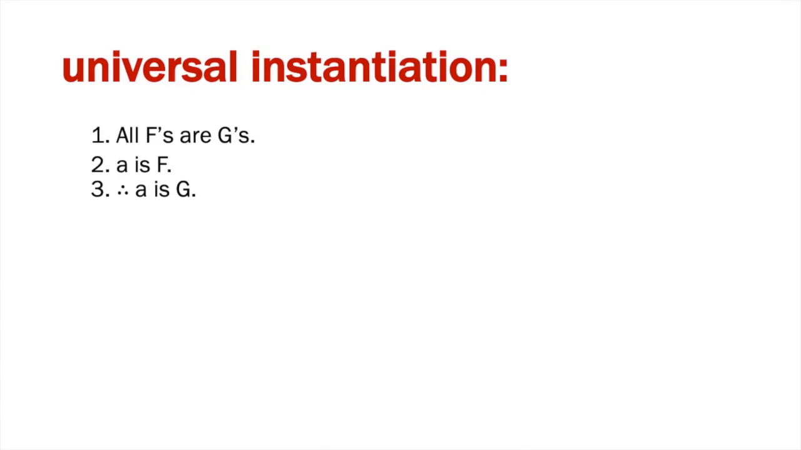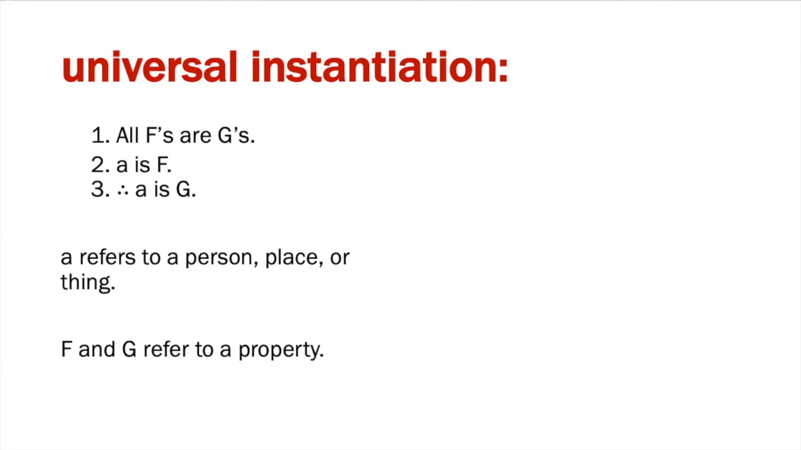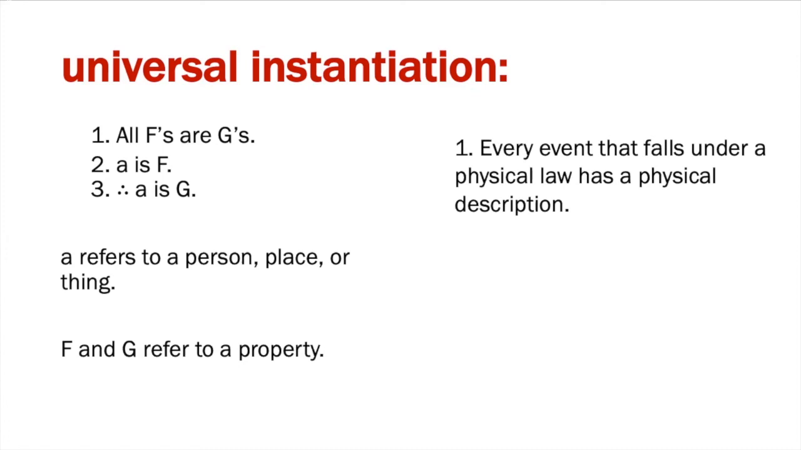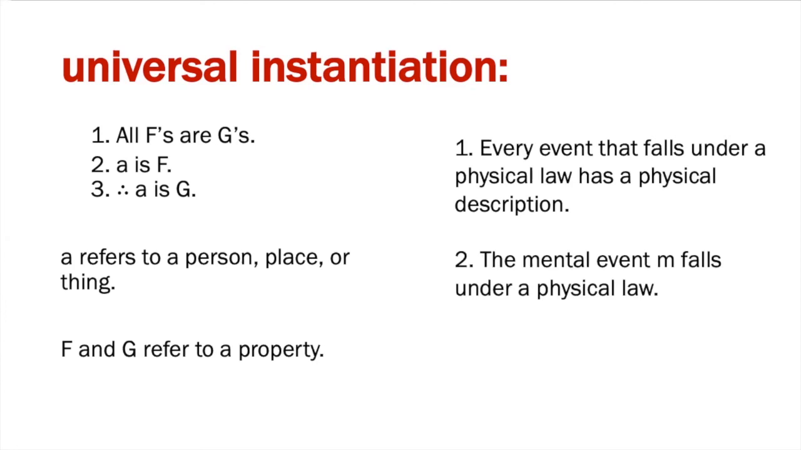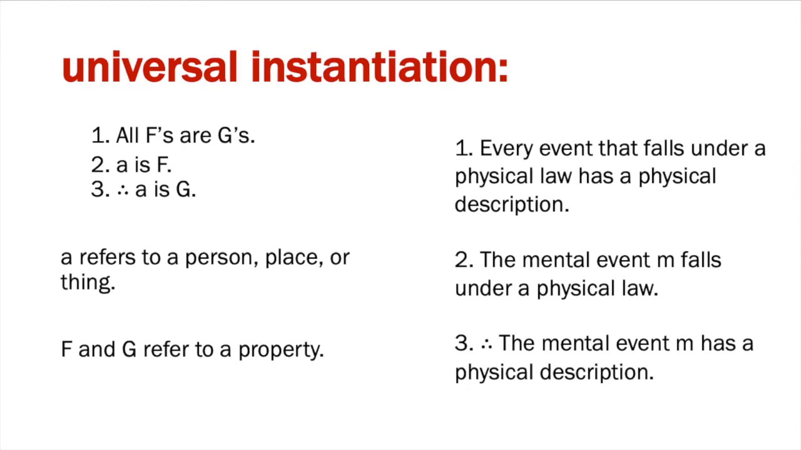Another argument form that's useful is universal instantiation. The first premise is a universal principle: all F's are G's. The second premise is A is an F, therefore A is a G. And that's very intuitive too. If all F's are G's and A is an F, then A's got to be a G as well. A usually refers to an individual person, place, or thing, and F and G refer to properties. Here's an example from Donald Davidson. Every event that falls under a physical law has a physical description. The mental event M falls under a physical law. Therefore, the mental event M has a physical description.